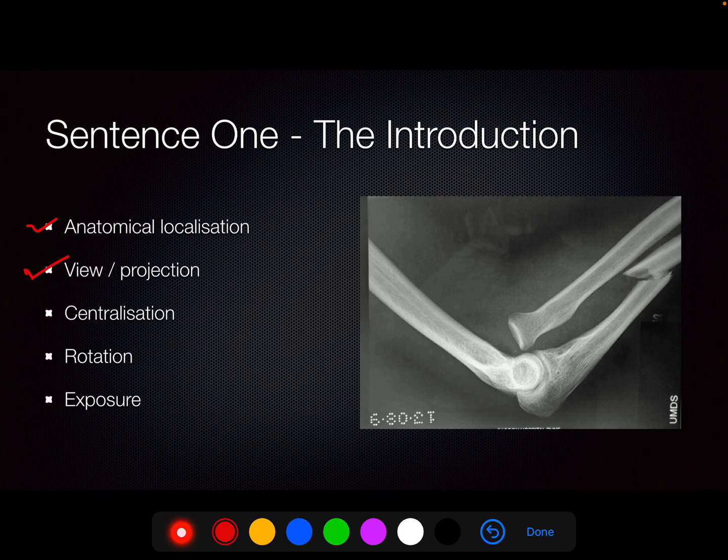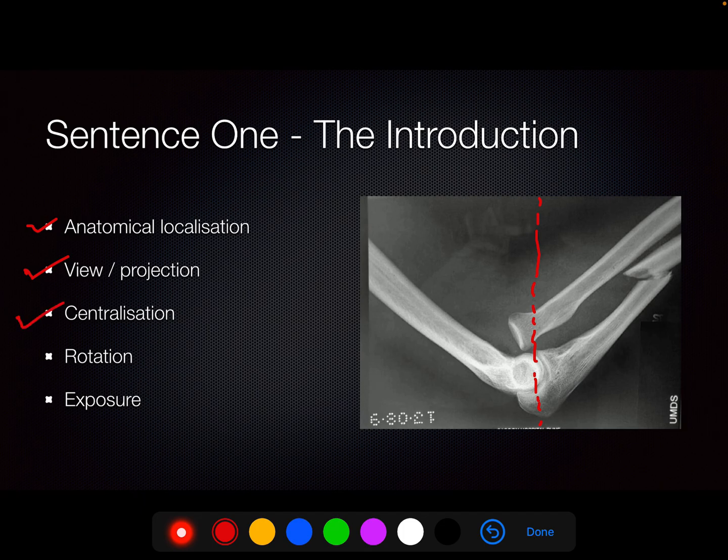So the centralization refers to the centralization of the X-ray, which means that whatever is supposed to be roughly along the midline in the body should be on the midline of the X-ray. So on a general principle, if the X-ray is focusing on the elbow joint and the proximal forearm, then the elbow joint should be towards the center of this X-ray, which we can see. So this is a well centralized X-ray.